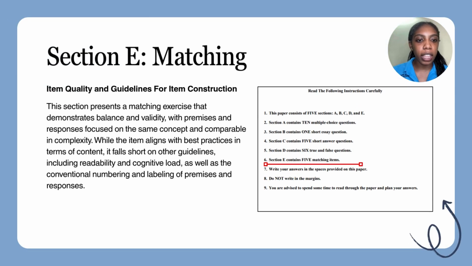Moving on to section E, the matching section. This section presents a matching exercise that demonstrates balance and validity with premises and responses focused on the same concept and comparable in complexity. While the item aligns with best practice in terms of content, it falls short on other guidelines, including readability and cognitive load, as well as the conventional numbering and labeling of premises and responses.